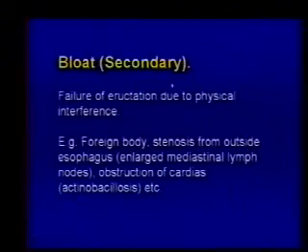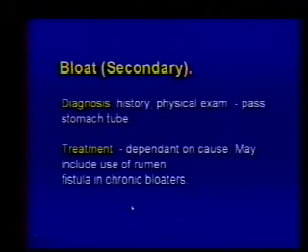That was primary bloat. Secondary bloat is failure of eructation due to physical interference, such as a mass in the mediastinum, foreign body, or stenosis from the outside, such as in the esophagus from an enlarged mediastinal lymph node, or obstruction of the cardia of the rumen, such as you may see in actinobacillosis. So this is referred to as secondary bloat. Diagnosis is based on the history, physical exam, and passing of a stomach tube. Treatment depends on the cause.